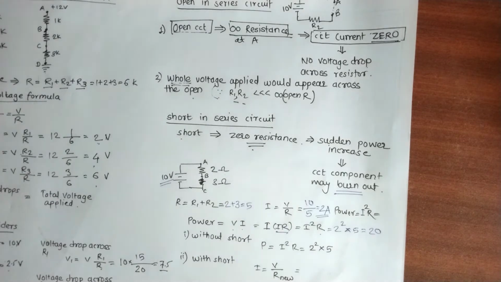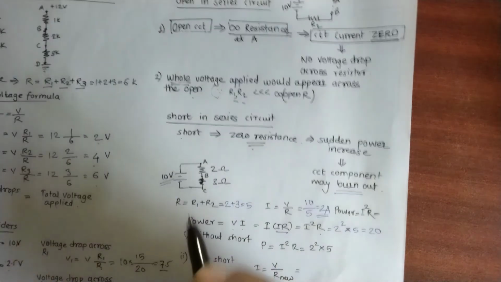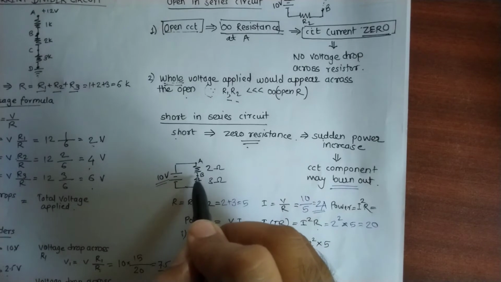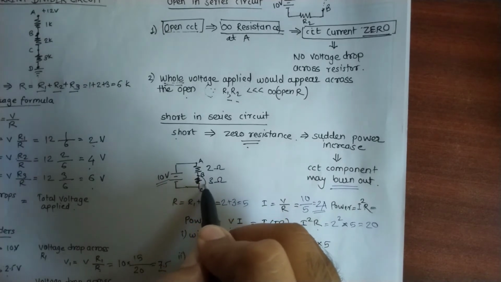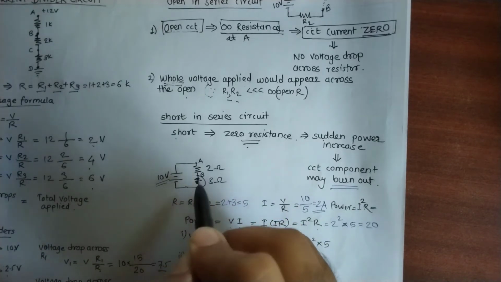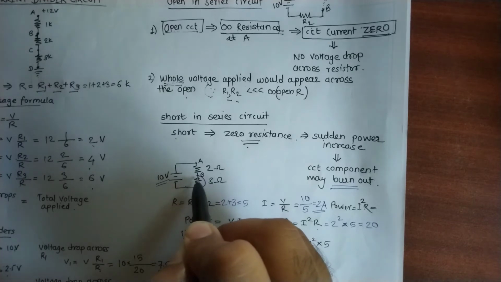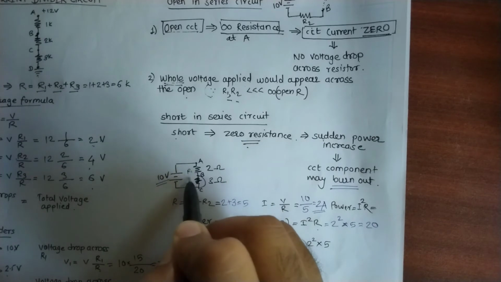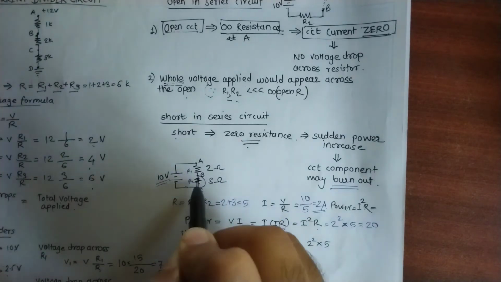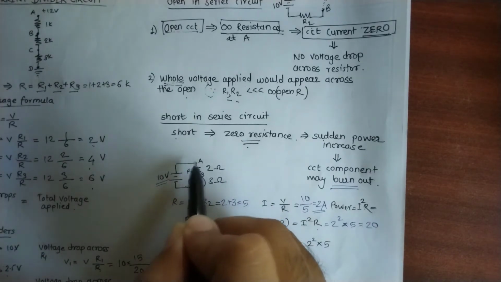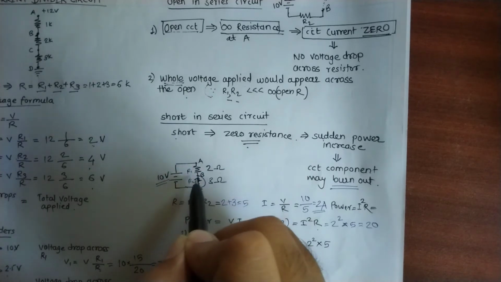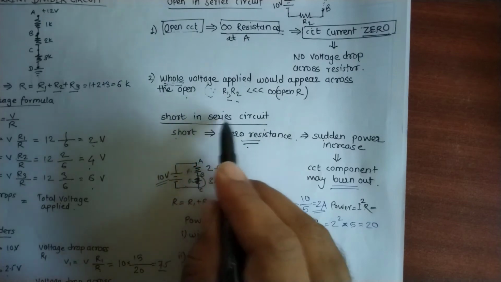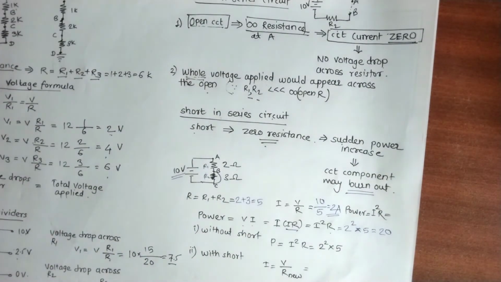We will next move to what will happen after the short. A short means we put some wire across B and C, bypassing the resistor R2. Let's say R1, R2. So resistance R2 is not in the circuit and we are bypassing R2. This is what we call a short in the series circuit, right?